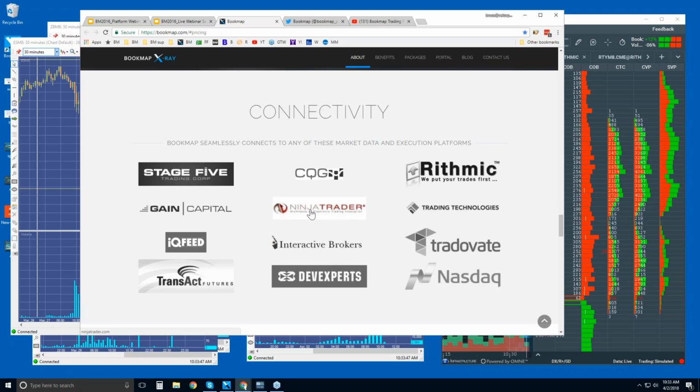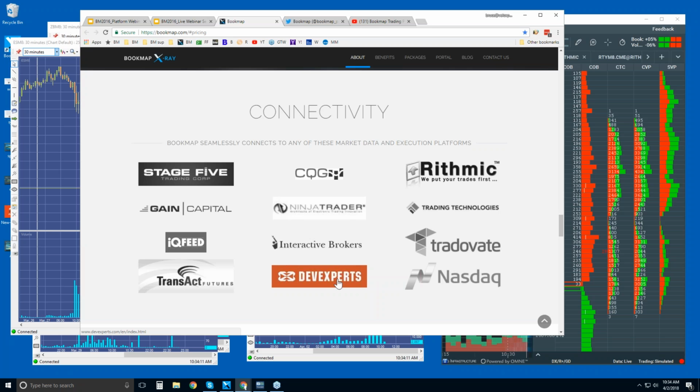You can see there's other platforms here like Ninja, TTX Trader Pro, and Interactive Brokers Traders Workstation. You can connect to these 3 different platforms via their API. So you have that option, but we prefer it and we recommend it to connect directly to the data providers such as CQG, Rhythmic, Gain, IQ Feed, Transact, and then Dev Experts.